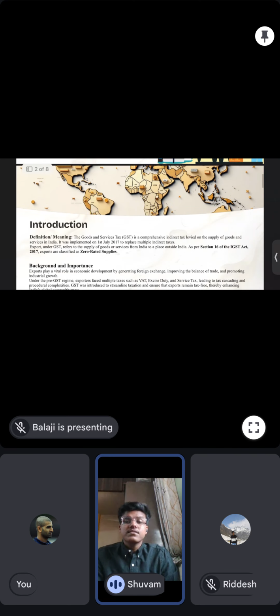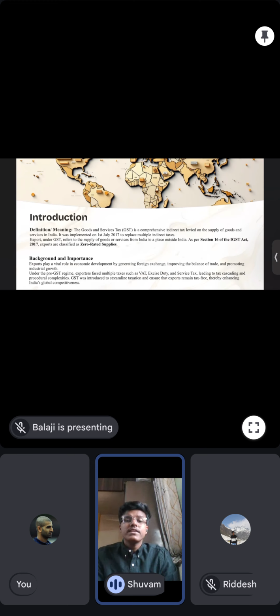The Goods and Services Tax or GST is a comprehensive indirect tax levied on the supply of goods and services in India. It was implemented on 1st July 2017 to replace multiple indirect taxes like VAT, excise duty, and service tax. Now, what do we mean by export under GST?